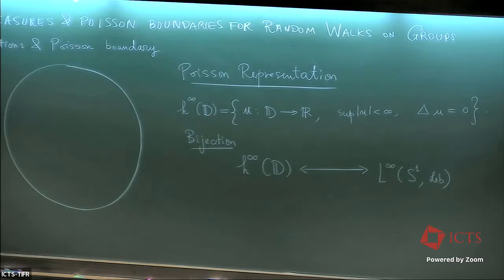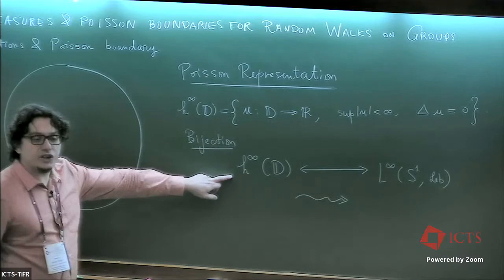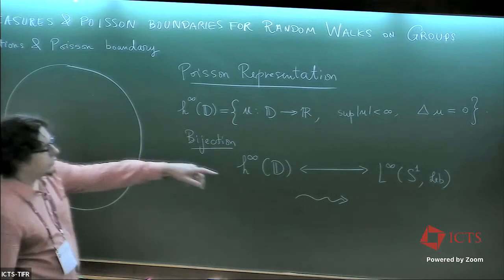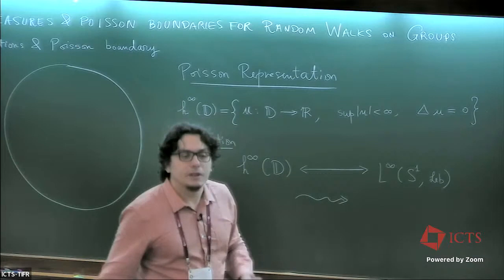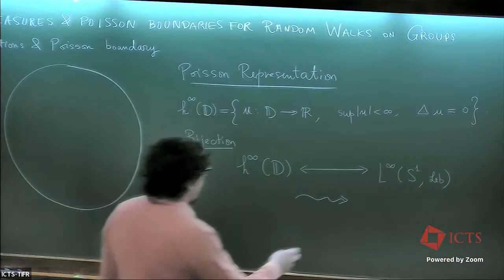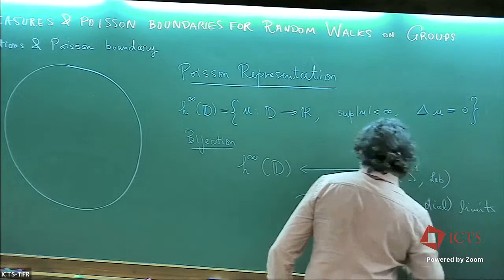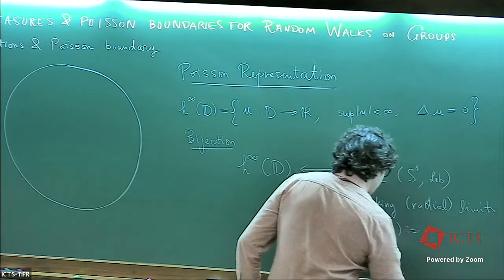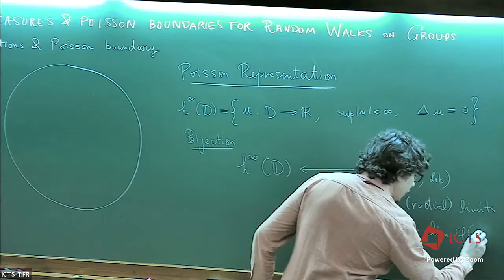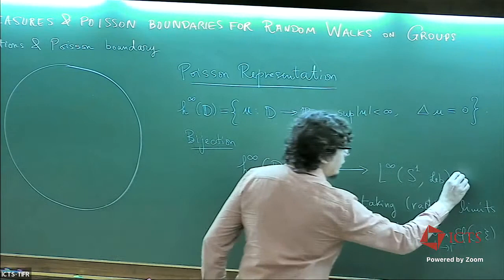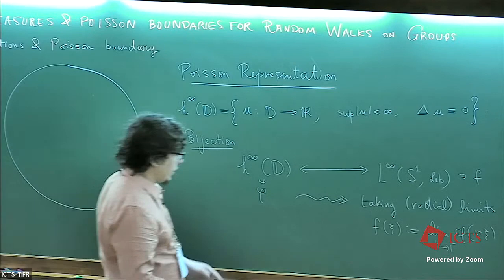So how do we go this way? We have a function which is defined inside the disk, and how do we get a function on the boundary from this? In this case, you can just take limits. For instance, radial limits would work. So you can define f of xi, where xi is a boundary point, as a limit of phi of r xi, where r goes to 1. So we have phi in here, and then we have f here. And then we have the other direction. What would the other direction be?